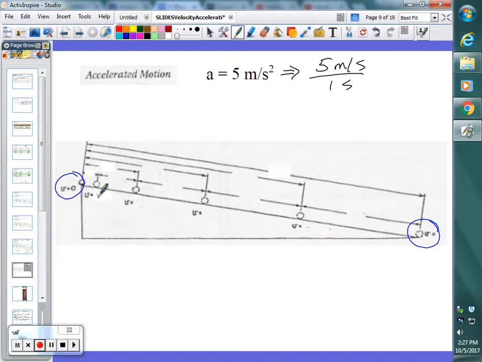5 meters per second. If this picture represents 1 second worth of time, remember the acceleration is 5 meters per second squared, it has to go from 0 to 5. And that means the next picture, what would be the instantaneous velocity? 10. Because the velocity has to change by this much every time. Okay? And that means the next one would be 15, and the next one would be 20, and then the next one would be 25. So the instantaneous velocity at the end of the ramp would be 25 meters per second. We could do that in a different way.